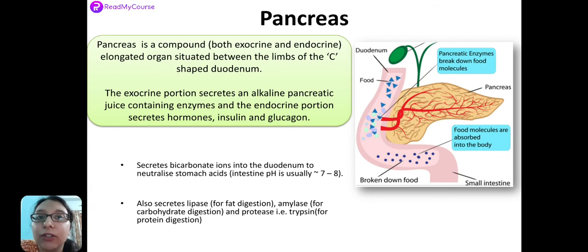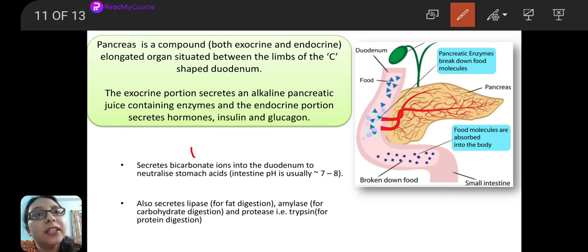So, what is the main secretion of the pancreas? Just have a look. It is secreting bicarbonate ions. Okay. And what is the main function of these bicarbonate ions? They neutralize the acidic pH of the stomach. The food being released from the stomach is acidic in nature, mainly because it was in an acidic environment. So the pancreas releases bicarbonate ions and makes the environment alkaline, right? Also, it secretes lipase for fat digestion, amylase for carbohydrate digestion, and proteinases, for example trypsin, for protein digestion. So, remember, trypsin is produced in the small intestine. There is no trypsin production in the stomach. Okay.